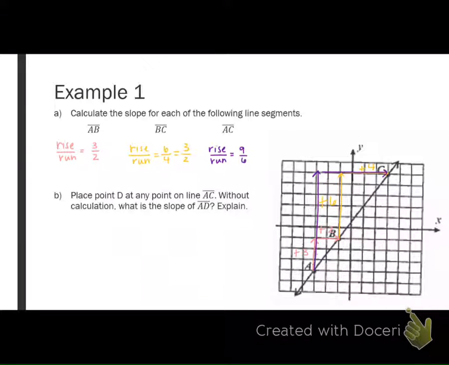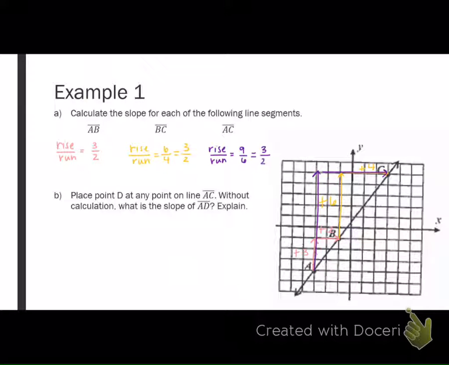There you go. And what goes into both 9 and 6, guys? So that's 9 divided by 3 is 3, 6 divided by 3 is 2. So if you place D at any point along AC without any calculation, what would the slope of AD be?